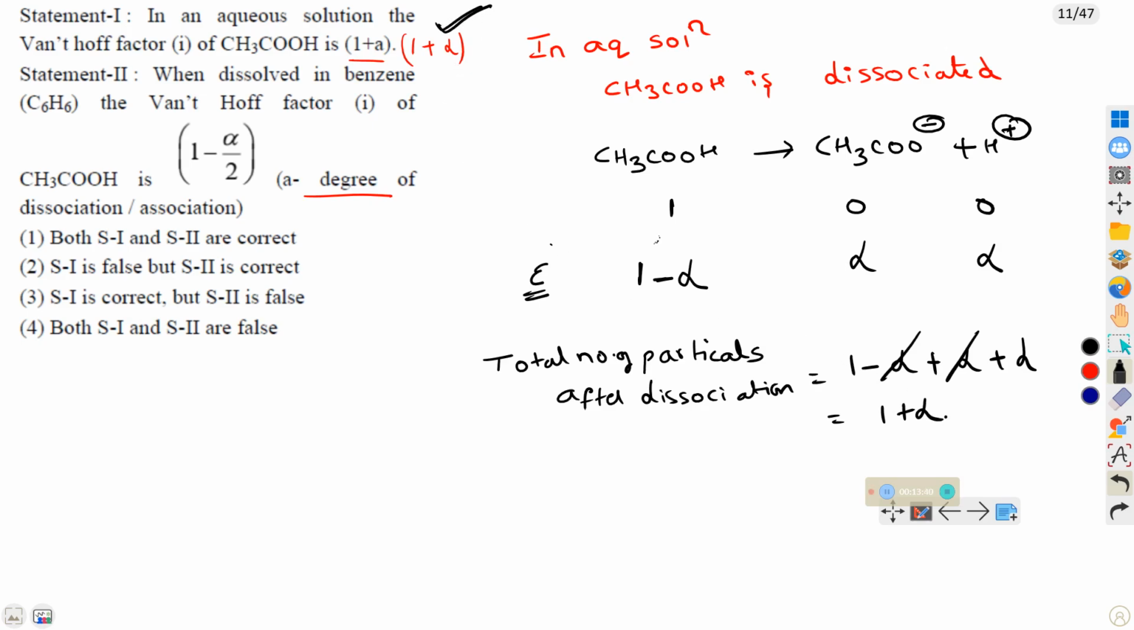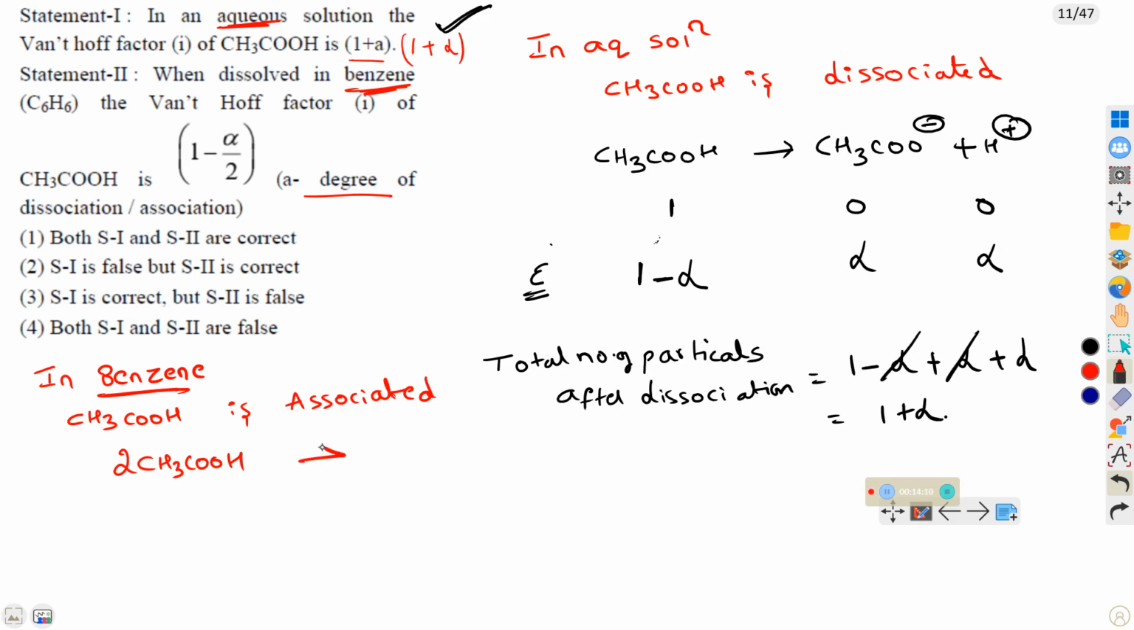Now statement 2. Statement 1 is in aqueous solution; statement 2 is in benzene. In benzene, a non-polar solvent, CH3COOH is associated. Take 2 moles of CH3COOH, which gives rise to the dimer.